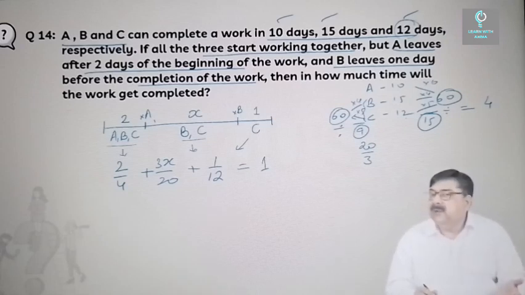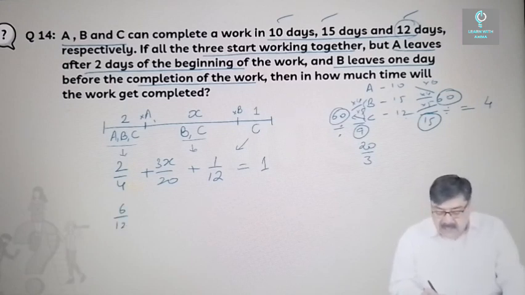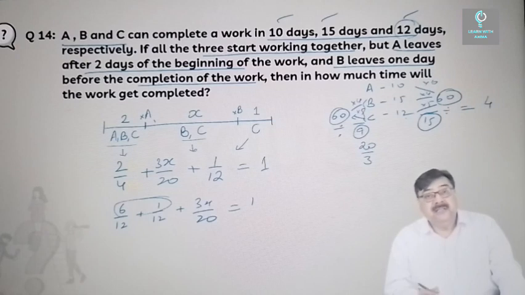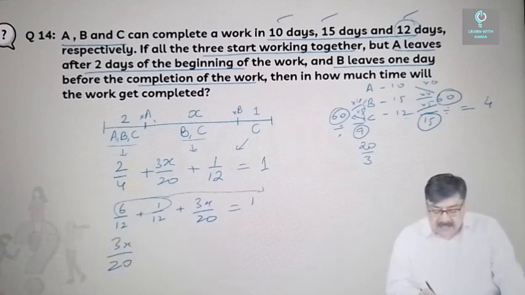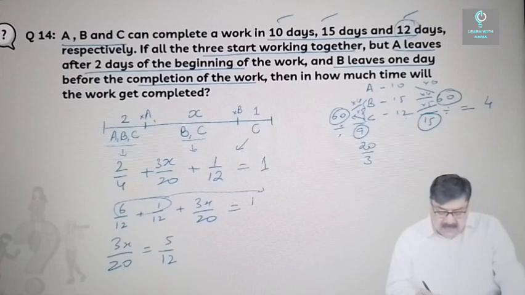Again, you will take LCM between 12 and 2. So better you do it here itself. So 4 into 3 is 12. 2 into 3 we will get here. Okay. So we have 6 by 12 plus 1 by 12 plus 3x by 20 is equal to 1. Now 6 plus 1 is 7, 7 by 12. Take it on the other side. So you have 3x by 20 is equal to 1 minus 7 by 12. Right? That is 5 by 12.